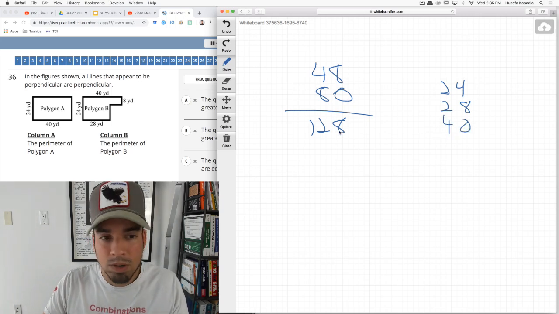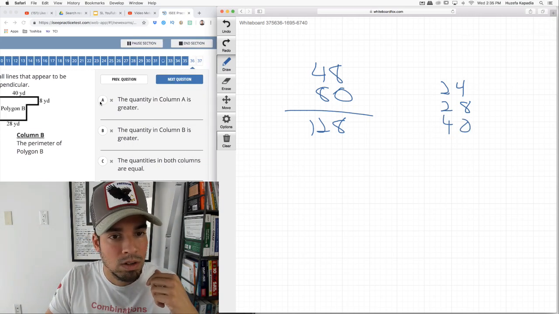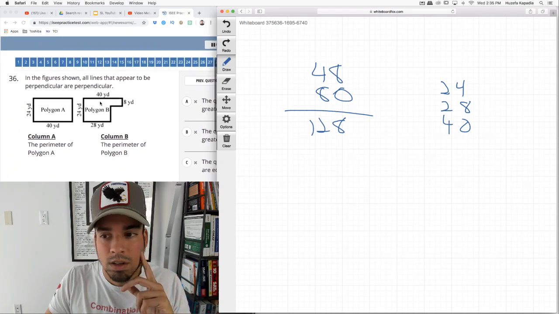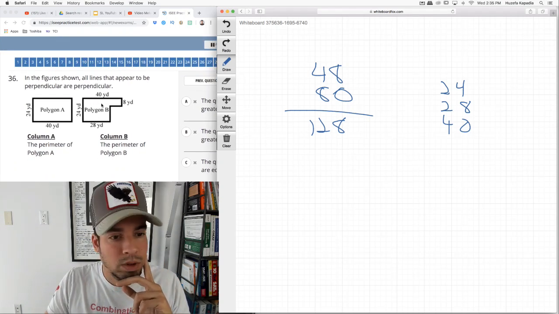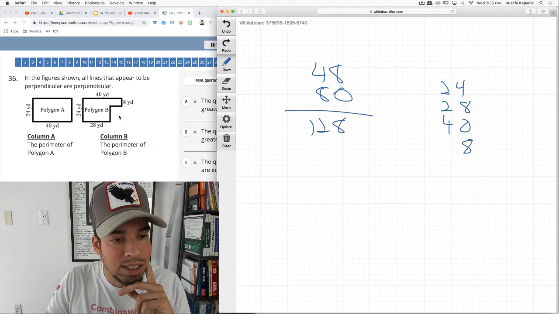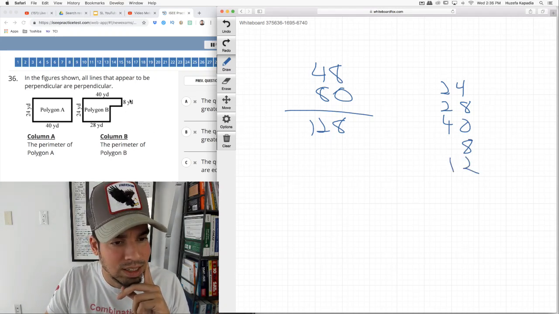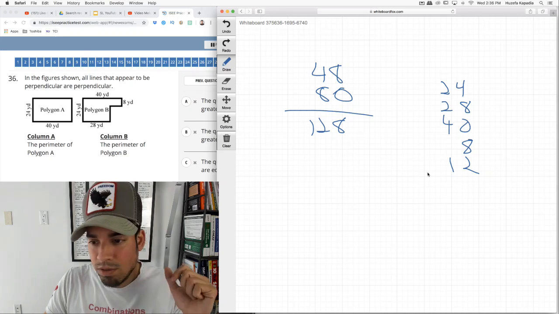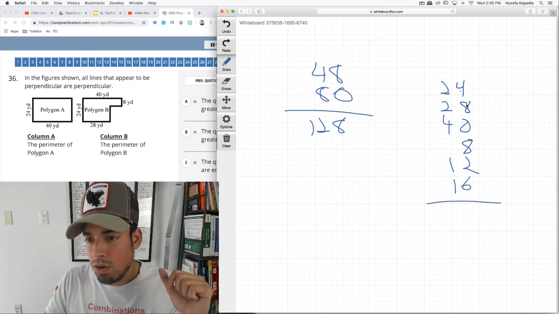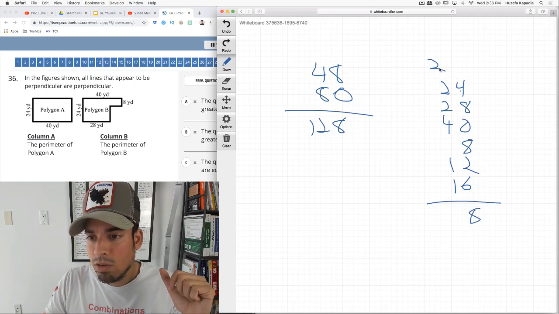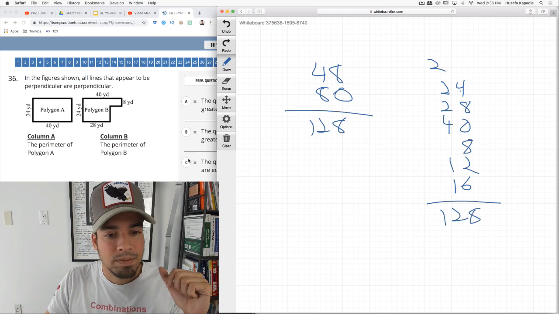24, 28, 48. And I'm telling you that this side has to be 12. And I'm telling you that this side has to be 16 because 8 plus 16 is the full 24. 4, 8, 12, 20, 22, 28. Carry a 2, 4, 6, 10, 11, 12. And they're equal.